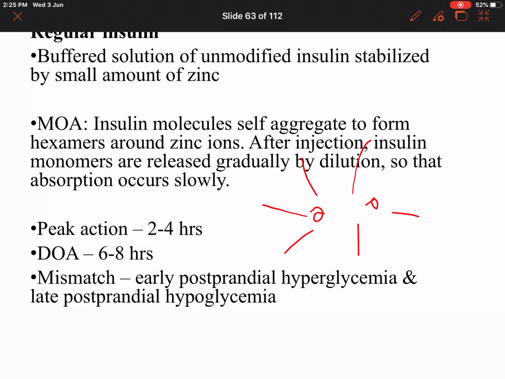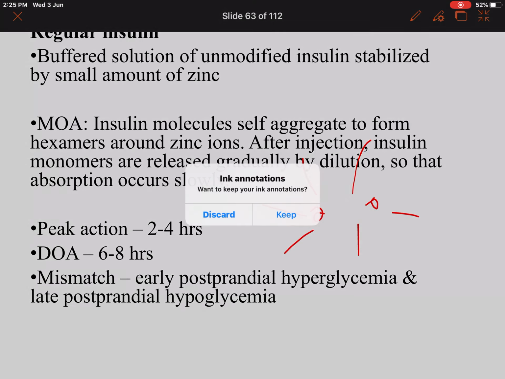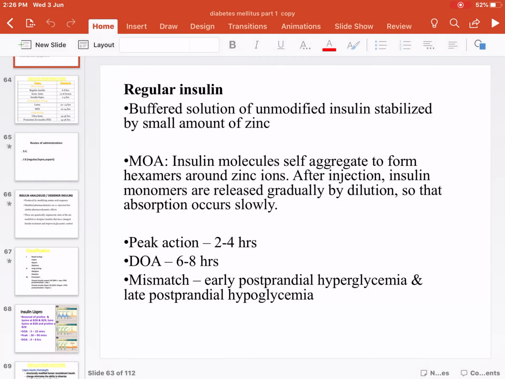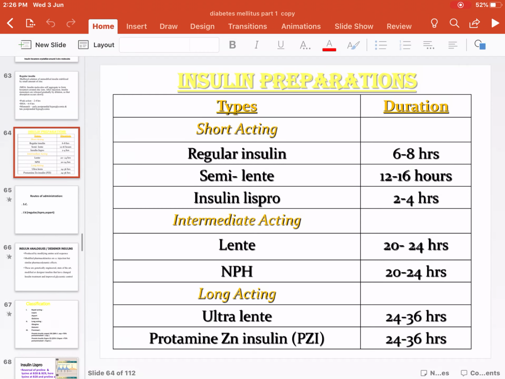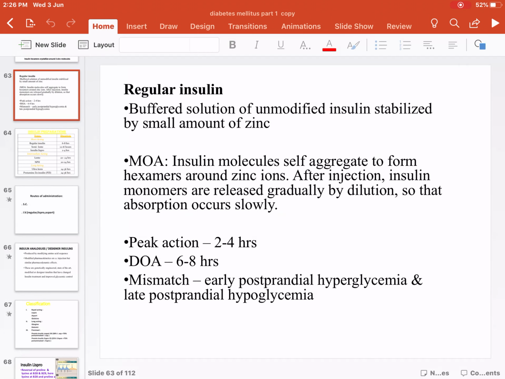When these bind, regular insulin becomes a little longer acting. So insulin molecules aggregate to form hexamers around the zinc. After injection, these are slowly released. So peak action will be for 2 to 4 hours and duration of action will be for 6 to 8 hours. How long will it act? It will act for 6 to 8 hours because zinc is added so that it forms a hexamer along with the insulin.